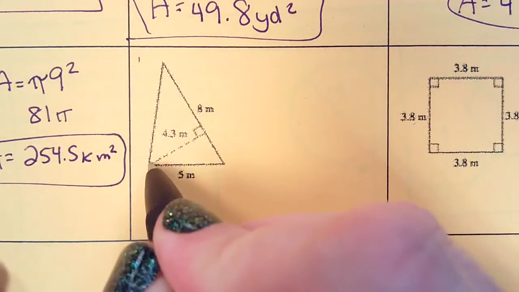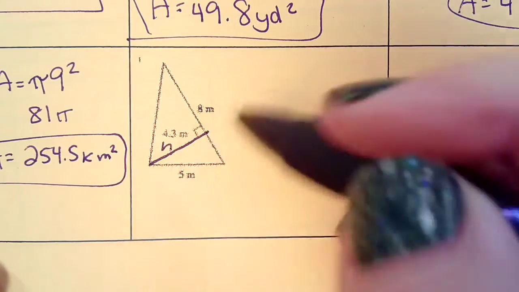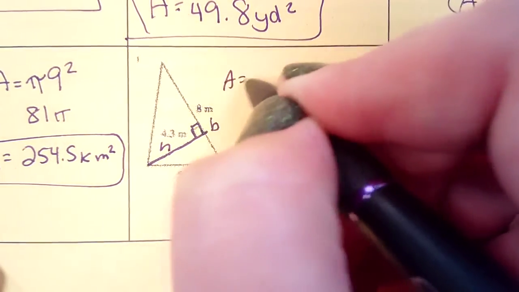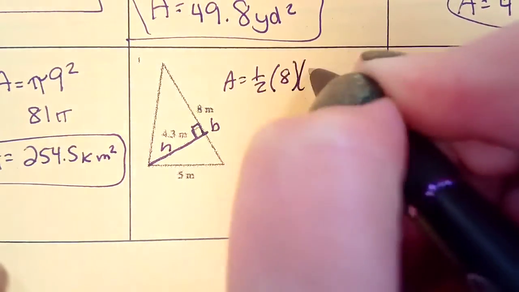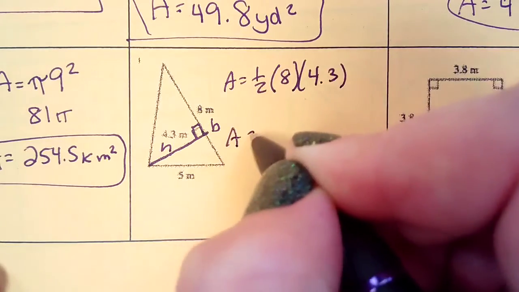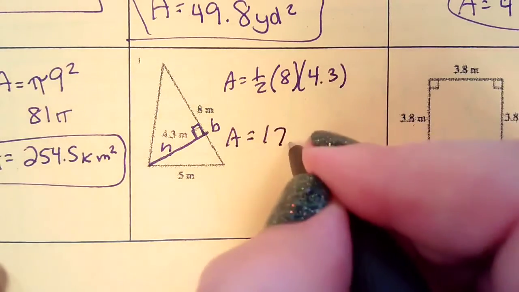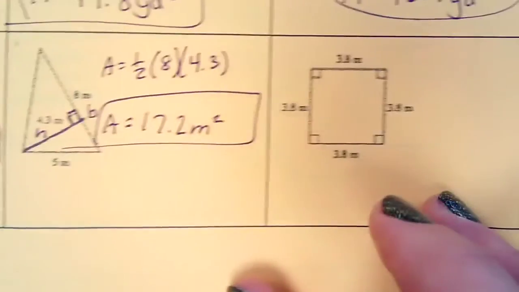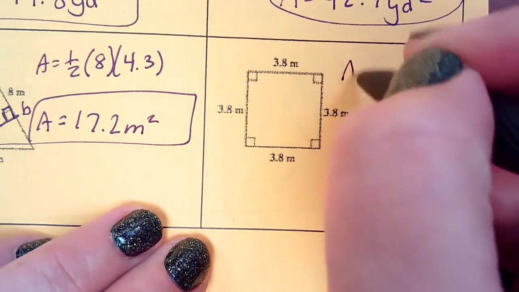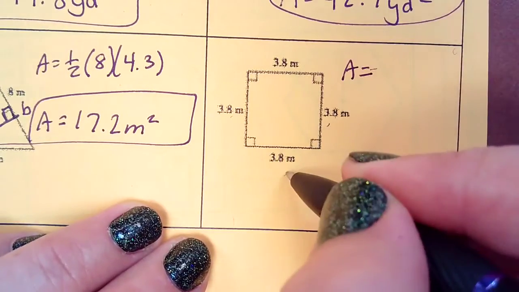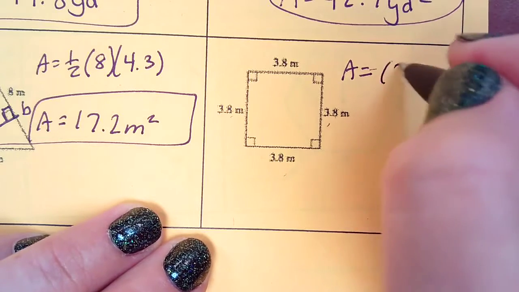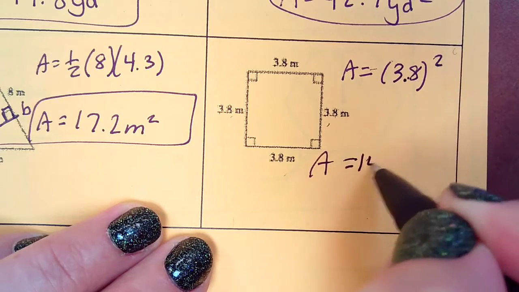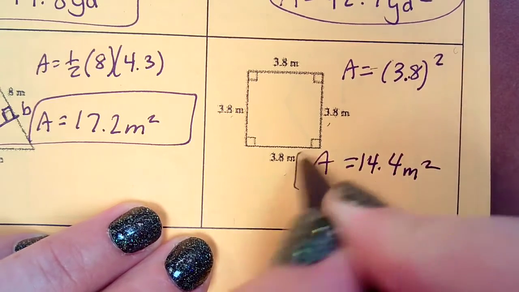This triangle, this is our height or our altitude. It's creating a right angle down here, so I know that 8 would be my base. So area equals 1/2, base which is 8, height which is 4.3. Plug that into your calculator and you should get 17.2 meters squared. Next one is a square, so I could just take 3.8 times 3.8, or it's side squared, so it would be 3.8 squared. So area equals 14.4 meters squared.